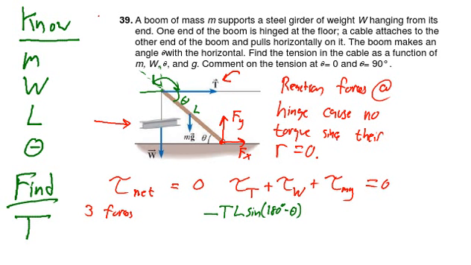Alright, then we have the torque due to the weight. So that will be positive because the weight of the I-beam will make the boom rotate counterclockwise. So that will be equal to W times L times the sine of this angle right here. So that'll be, well, that angle is the complement of theta. So that is theta, so that will be 90 degrees plus theta.